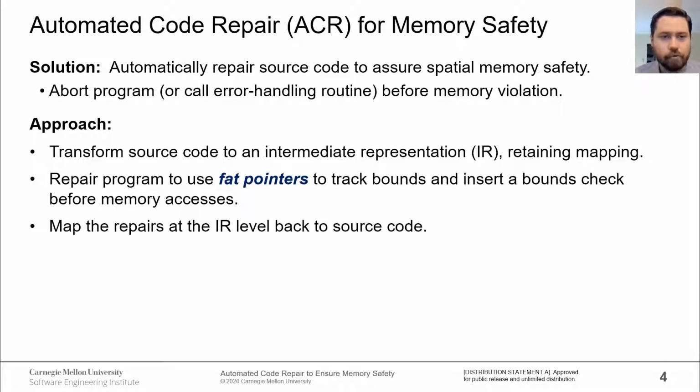In our approach, we transform the source code to an intermediate representation, an IR, while retaining a mapping back from the IR to the original source code. We then repair the program to use fat pointers to track bounds of pointers and to insert a bounds check before every memory access. We then translate the repairs that were done at the IR level back to source code.